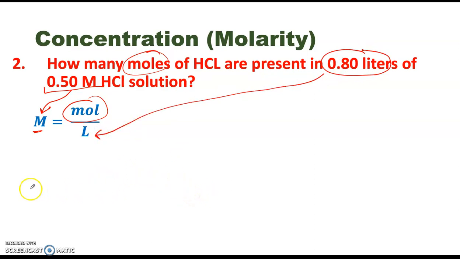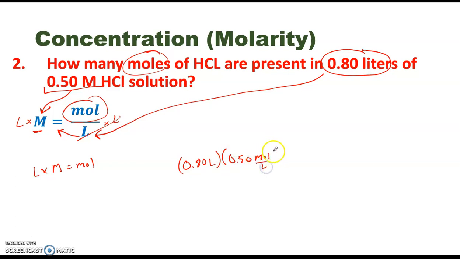But before I do that, I'm going to do my rearranging here. To solve for moles, I multiply by liters on both sides, so my liters basically goes that way. So I got liters times molarity equals moles. Now I'm going to plug in my liters, 0.80 liters times 0.50 molarity, which I'm going to rewrite as moles per liter, because remember, capital M is actually moles per liter. So you'll see that my liters cancels out.